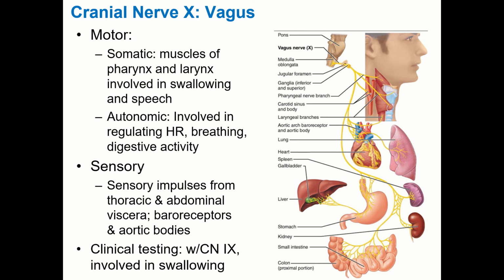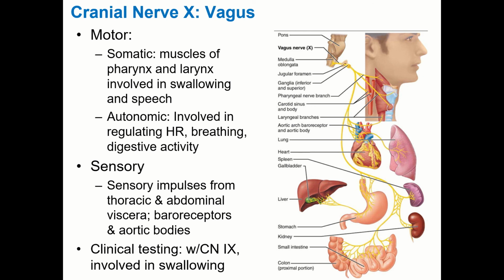Because it goes down into the thoracic cavity and also to the abdominal cavity, it provides visceral sensory information back to the brain. So it gives the brain sensory information about what's going on with the heart, the stomach, the intestines, etc. As well as it gives similar information to cranial nerve 9 about oxygenation and oxygen pressure in the blood, as well as carbon dioxide pressure.